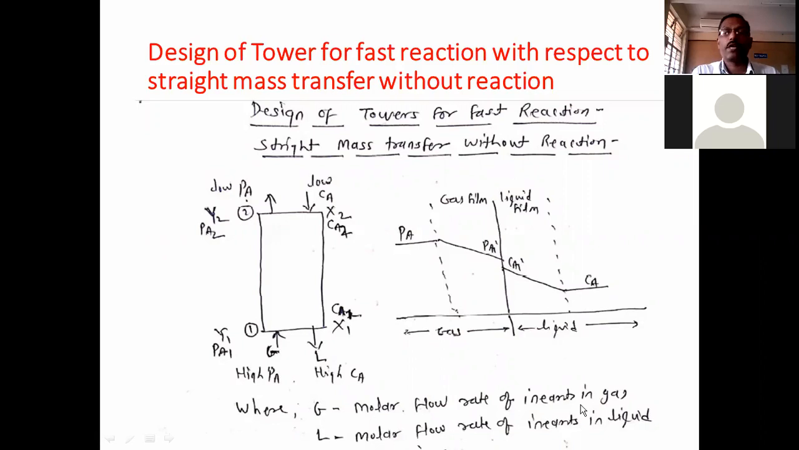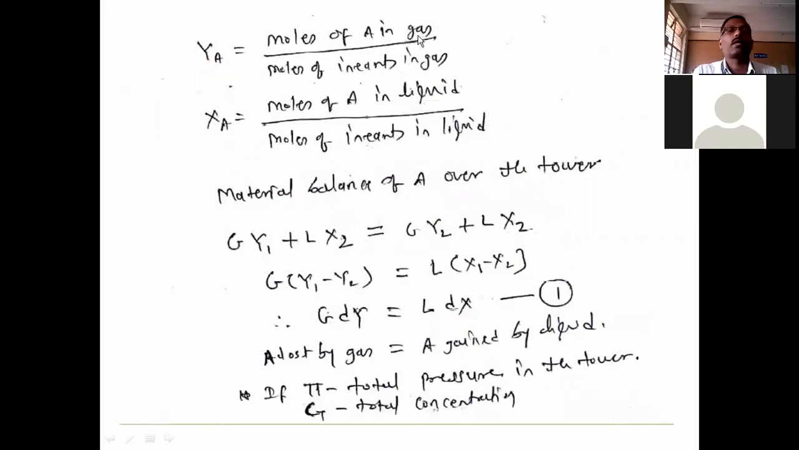G is the molar flow rate of the inerts in the gas, and L is the molar flow rate of the inerts in the liquid. Now we see the material balance over this tower. We consider a small section, and H is the length of the tower. Suppose Y is the moles of A in the gas divided by moles of inerts in the gas, and X is the moles of A in the liquid divided by moles of inerts in the liquid.